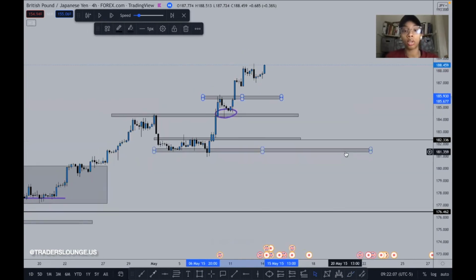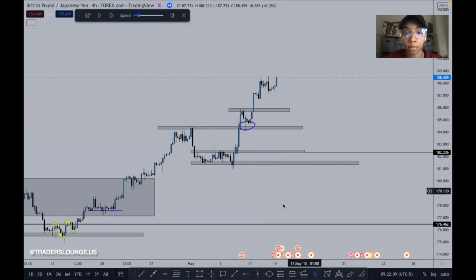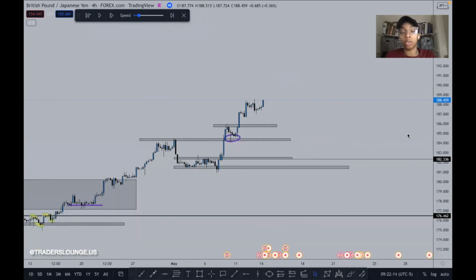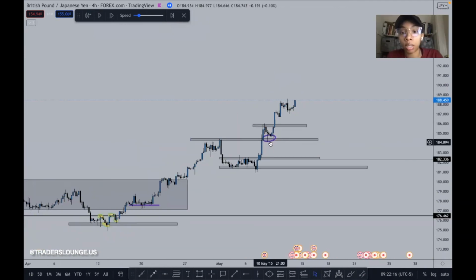So if you can understand market structure and how the market is moving and price action, you don't need any indicators. I have not one single indicator on this chart, okay? And that's very important because you don't need it. I can understand if you're a beginner, that's okay.